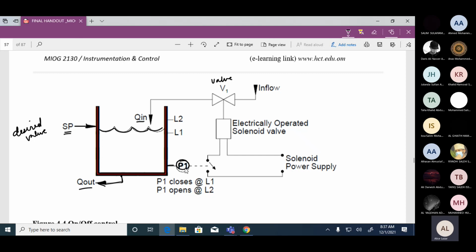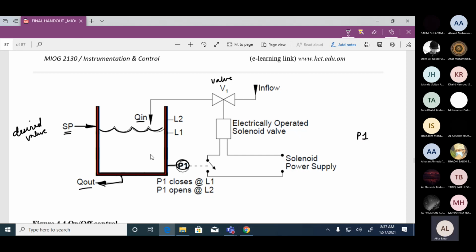P1 is the level sensor. Now, how does this level sensor work? This level sensor is kept at the bottom of the tank, and it is marked by the letter P1. So it is actually a level sensor, but it is sensing the pressure.